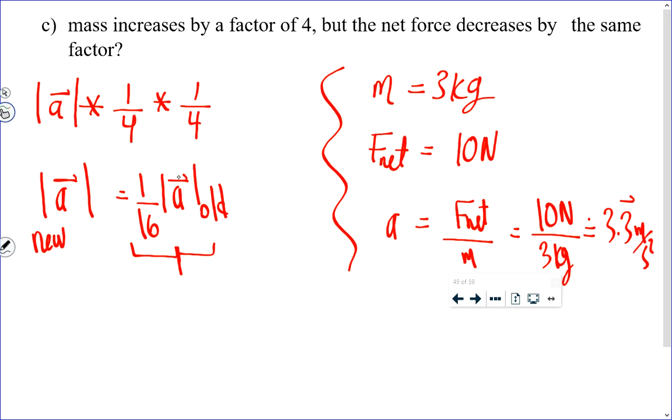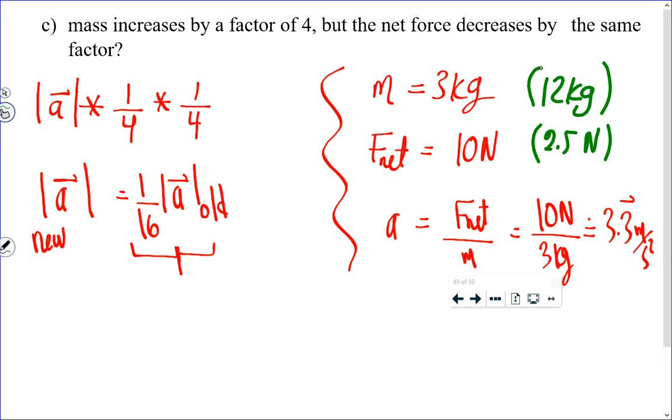So now what we're going to do is change these masses. I chose 3 kilograms. Why? I just wanted a number. It says the mass increases by a factor of 4. That means the new mass is going to be 12 kilograms. I chose 10 newtons as a force, and it says the net force decreases by a factor of 4, so that would mean 10 newtons divided by 4 is 2.5 newtons.